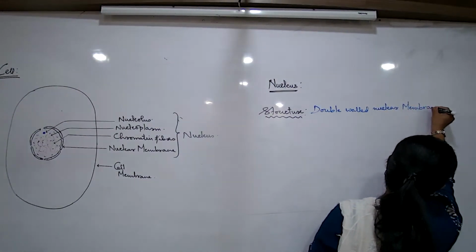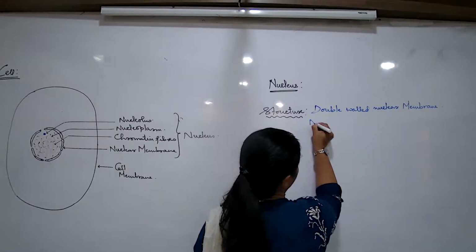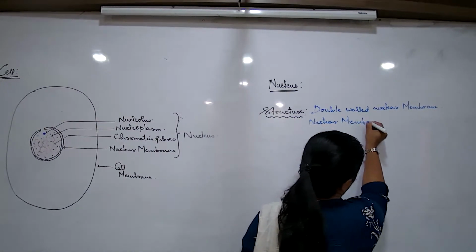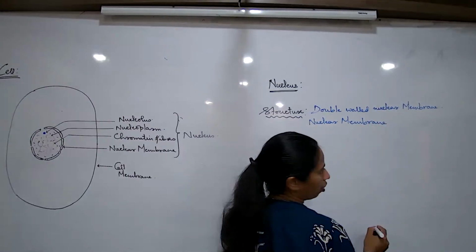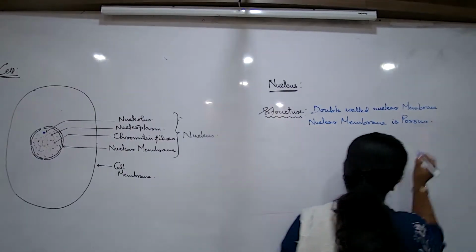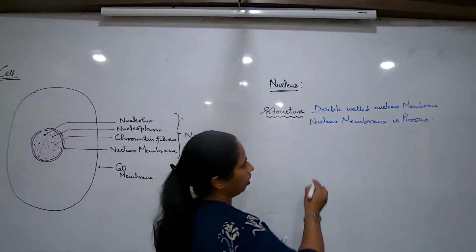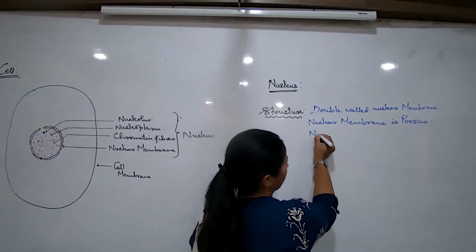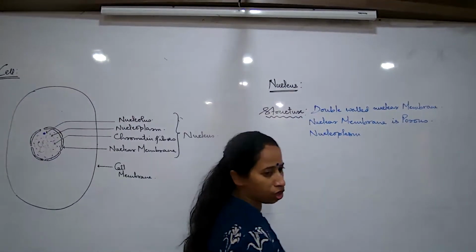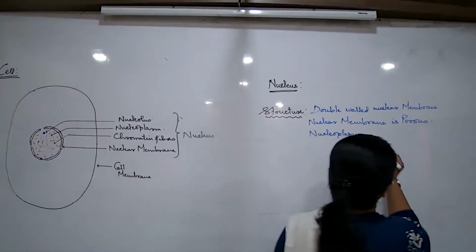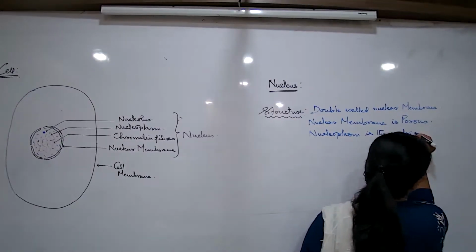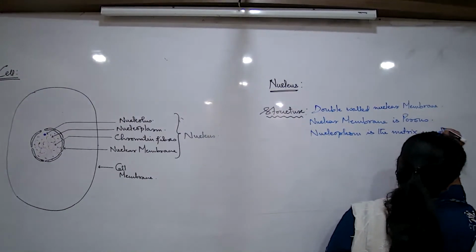Then, the nuclear membrane is porous. Meaning what? It has pores which allow the movement of substances. Third, inside the nucleus, there is a matrix-like substance. What is the matrix-like substance known as? Nucleoplasm. Nucleoplasm is the matrix inside the nucleus.